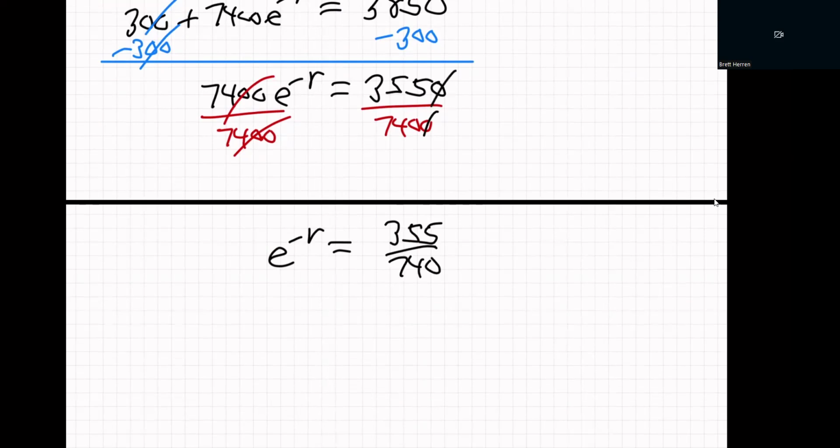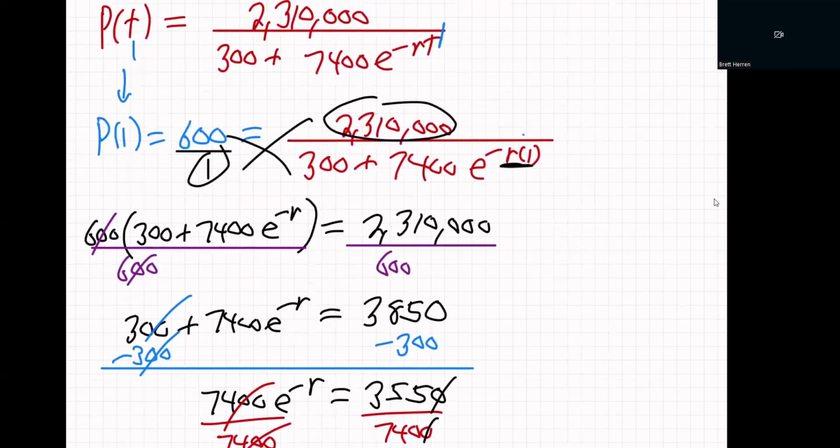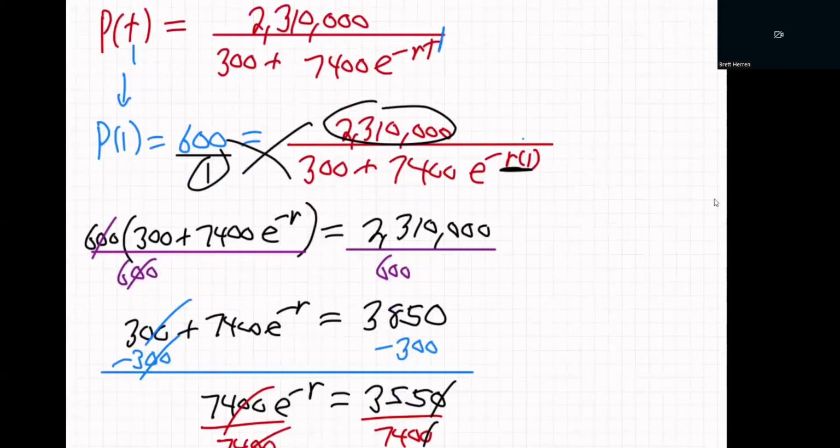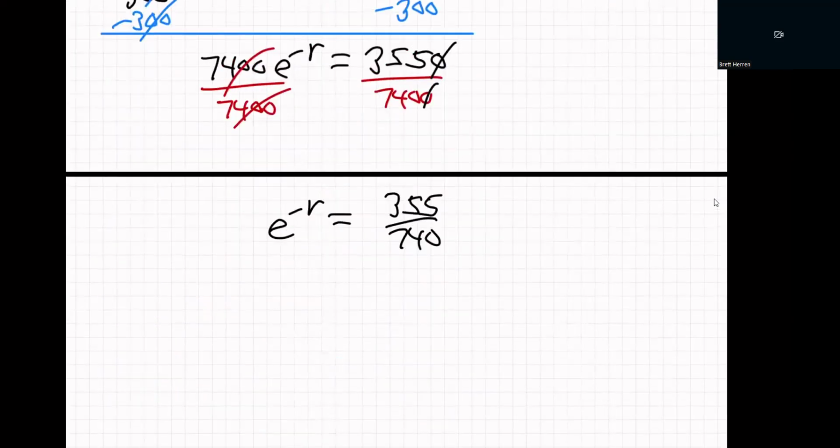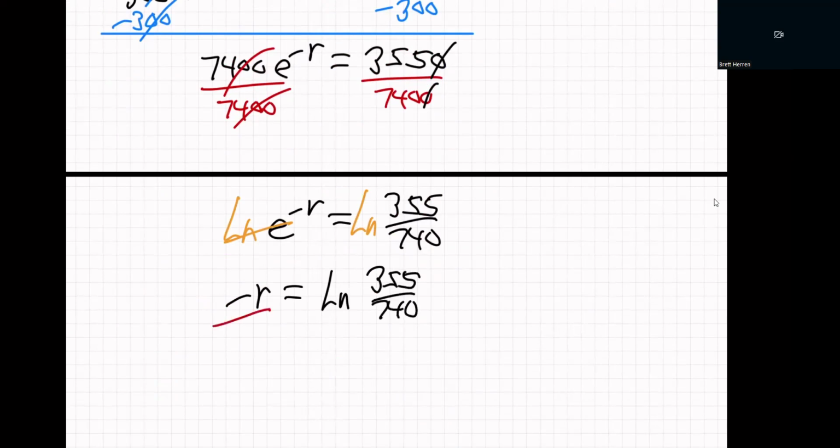355 over 740. Okay, so now what do you do to solve for r? We're trying to solve for r. That's what they asked us to do. We're going to do natural log on both sides. Natural log. Remember that? And these cancel. So we get minus r is natural log 355 over 740, and then divide by -1. So r equals the natural log of 355 over 740, divided by -1.